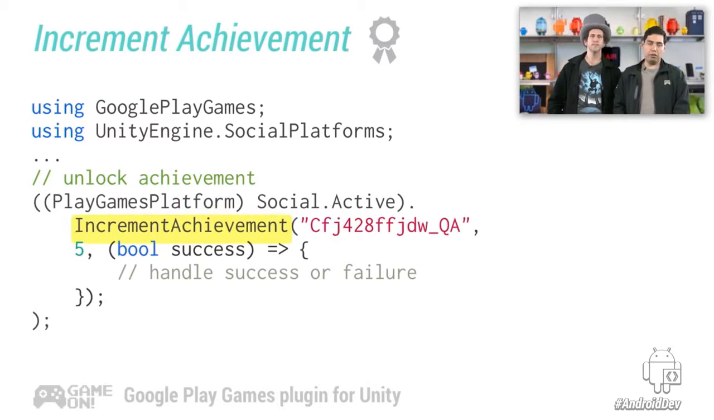Next, how do you increment an achievement? Incrementing achievements, you can also do through report progress, but we do have an extension method called increment achievement, which works more like our platform. So you just pass in the achievement ID, the number of steps you want to increment it by, and then again a callback that indicates success or failure.